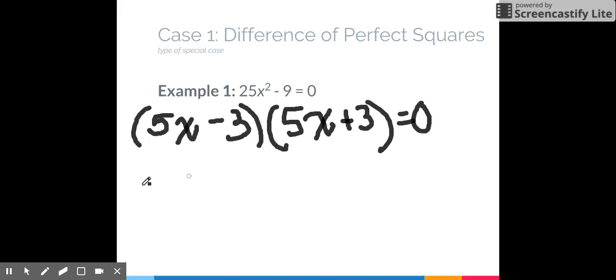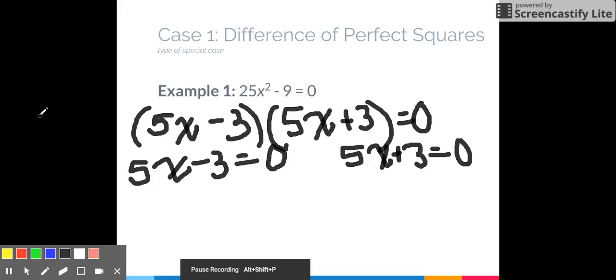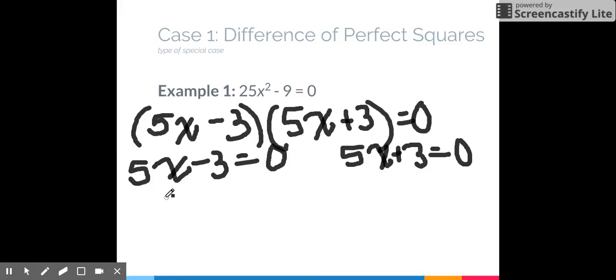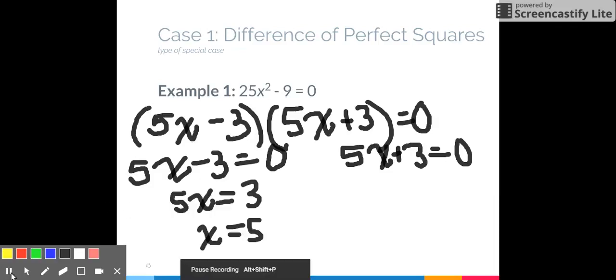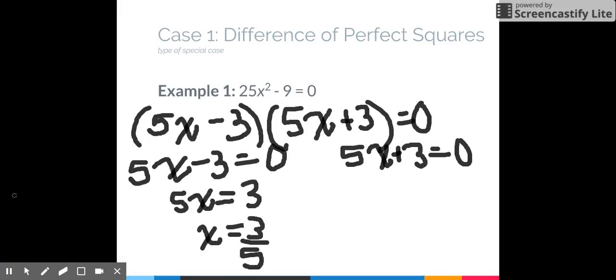And to solve, we take both of our factors and set equal to 0. So we set 5x minus 3 equal to 0 and 5x plus 3 equal to 0. And then we just solve for x. You add 3 to both sides and divide by 5. So when we add 3 to both sides, we get 5x equals 3. And when we divide by 5, we get x equals 3/5.